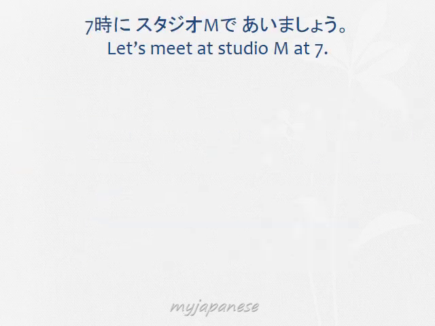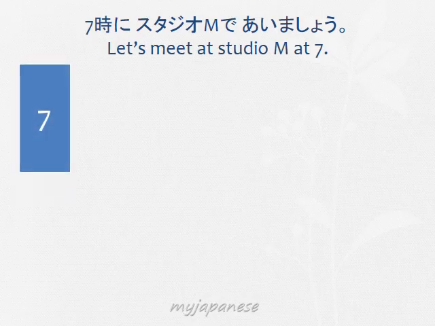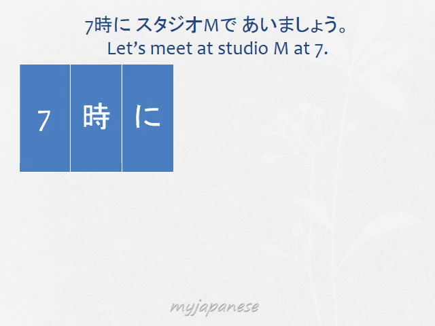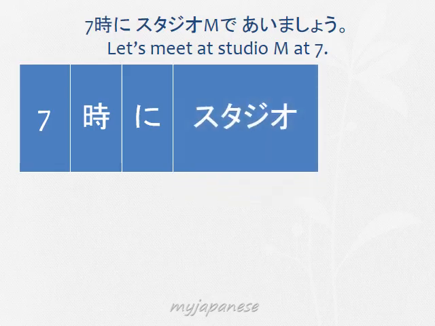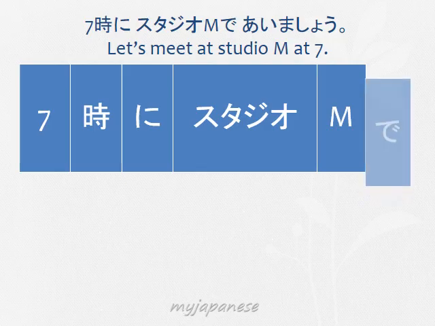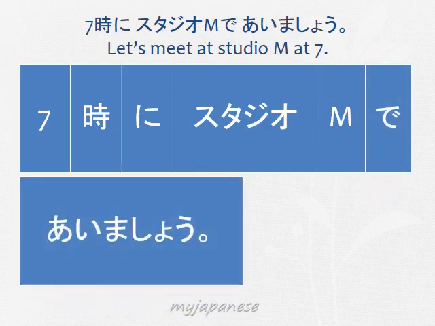Look at the sentence. 7時にスタジオ M で会いましょう。Let's meet at Studio M at 7. This sentence is written with number, kanji, hiragana, katakana, romaji, and hiragana again. Very unique, right?